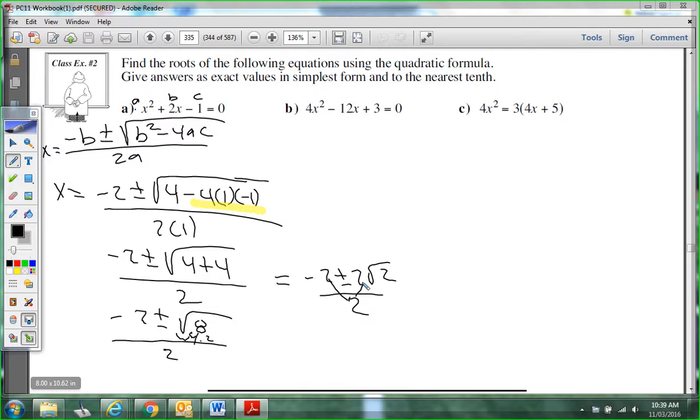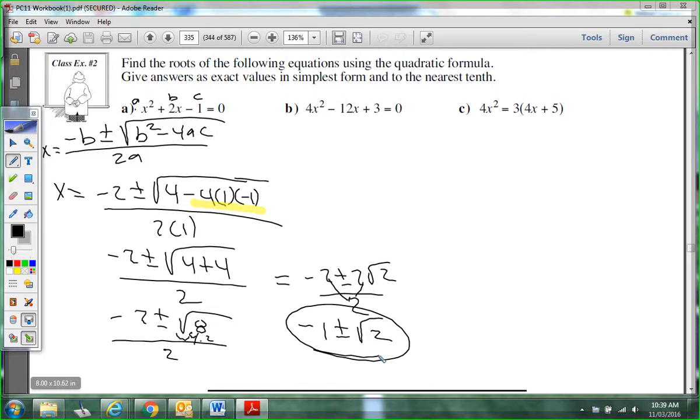So what happens is 2 over 2 is 1. 2 over 2 goes away. This is the answer. Negative 1 plus or minus root 2. It's 1 root 2. If you're wondering where this 2 went, 2 over 2 is 1. That's a 1 there, just like 1x. You would just write x, so we just write root 2. Okay?